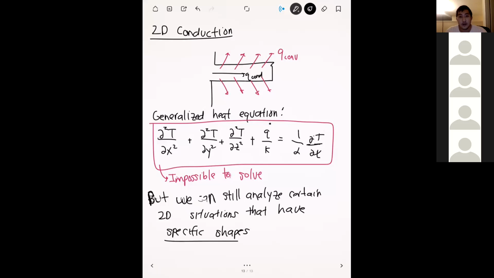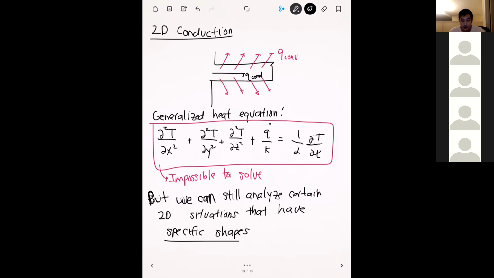And so the key word here is specific shapes, okay? The reason I highlight that is, everyone knows that 2D and 3D heat conduction is pretty complex. But throughout the history of humankind, there are certain shapes that tend to show up more often, right? These are shapes that are seen commonly in a lot of devices that humans make, okay?